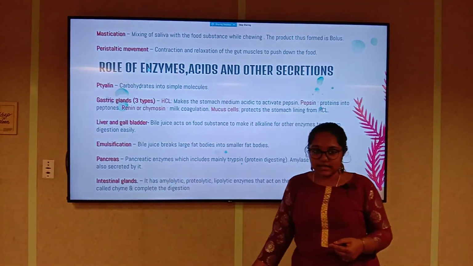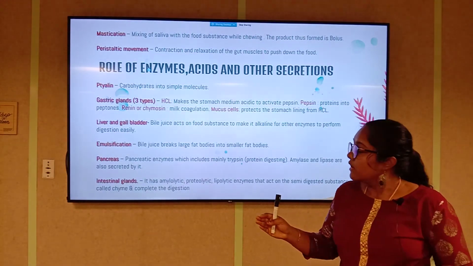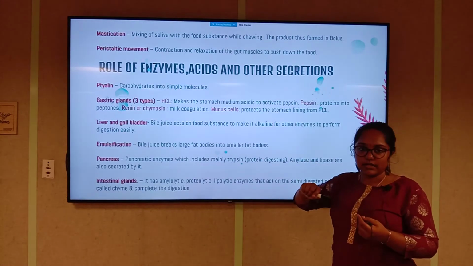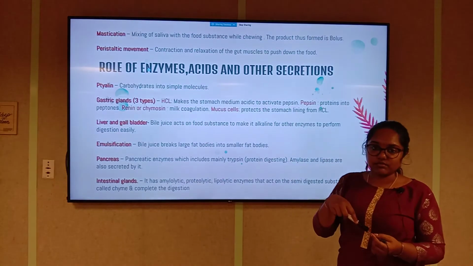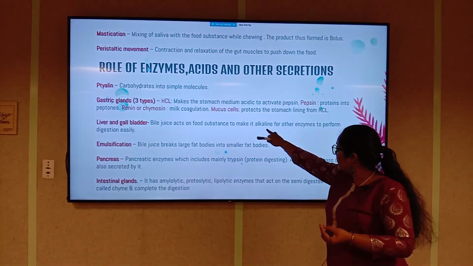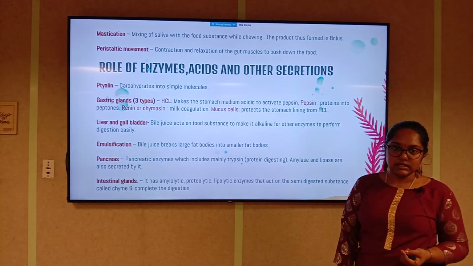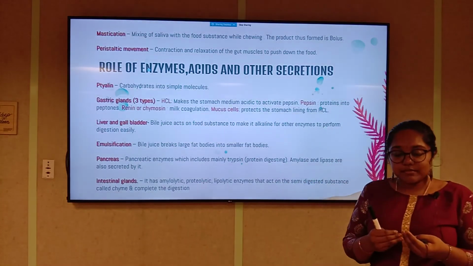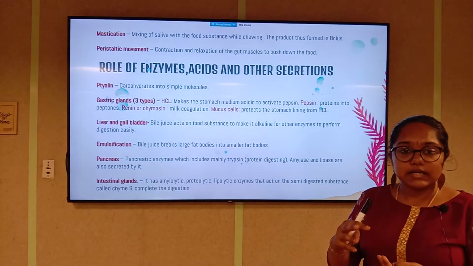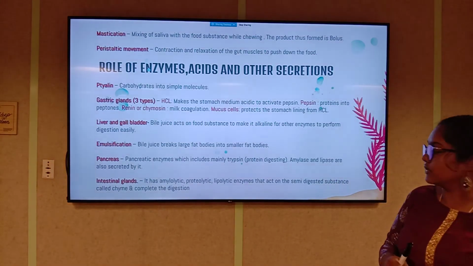Liver is the largest gland in the body. It is three-lobed. You have three lobes of liver. Clear? Now liver produces bile juice that is stored in the gallbladder, sent only to the small intestine through the bile duct. Now what's its work? It's to make the food alkaline for other enzymes to perform digestion easily. So when the chyme is entering the small intestine, the bile juice will make the chyme alkaline so that the other enzymes can easily react on it.